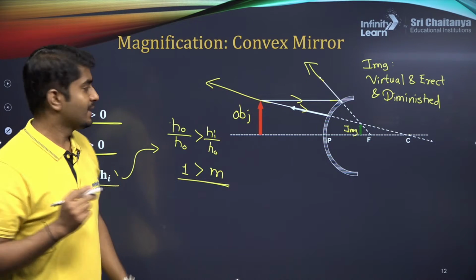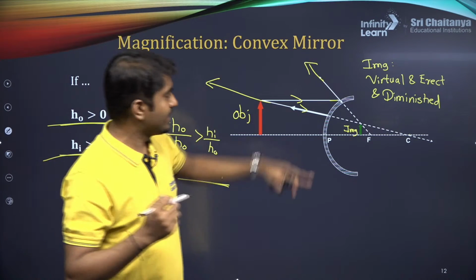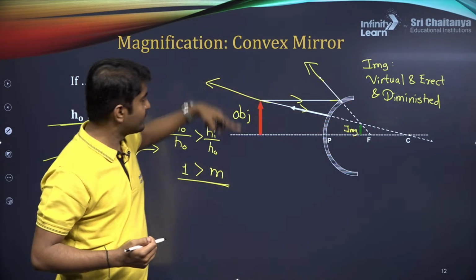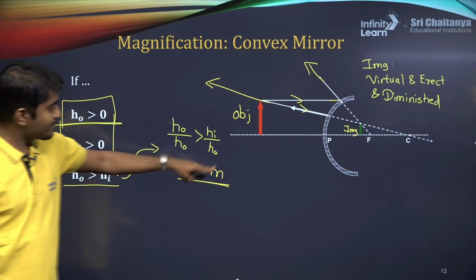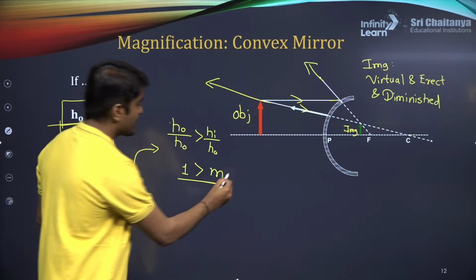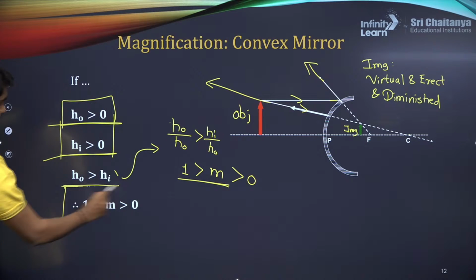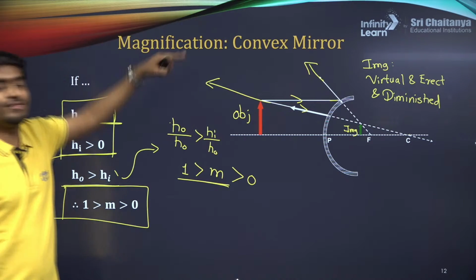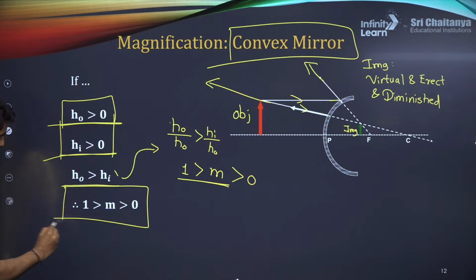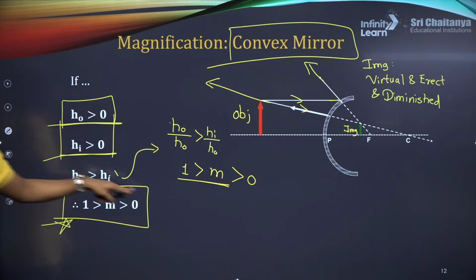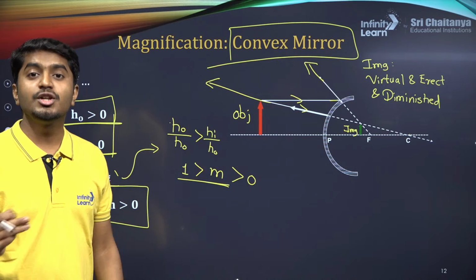And there is one more thing, that the image is virtual and erect. So both the height of the image and the height of the object are positive. So this magnification is positive, so it should be greater than 0. So that would be our magnification. Whenever you have a convex mirror, magnification will always be between 1 and 0, and it is a positive number. Clear? So this is for the convex mirror.